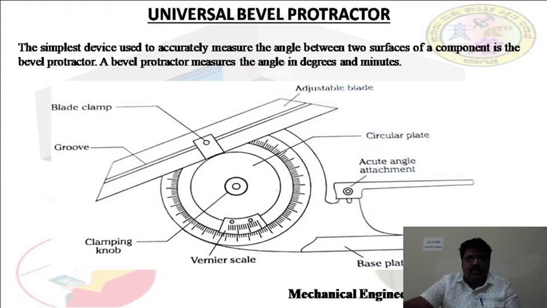You have a stock or base plate, we can call it the base plate, you have vernier scale, you have acute angle attachment, you have circular plates, you have adjustable blade, you have blade clamp, you have groove, you have clamping knob. Also in figure number 2 you can see the other parts of the bevel protractor. Now we'll move on to the different components of the bevel protractor. You can have a look into the figure, it will give you a better picture.